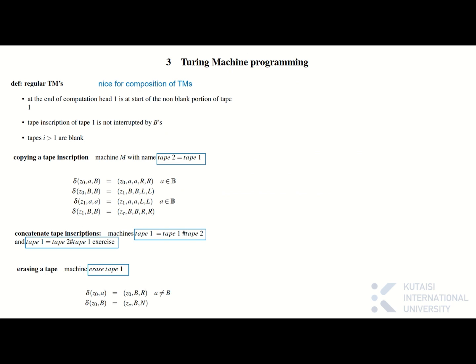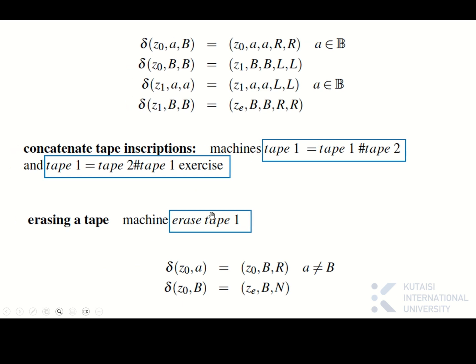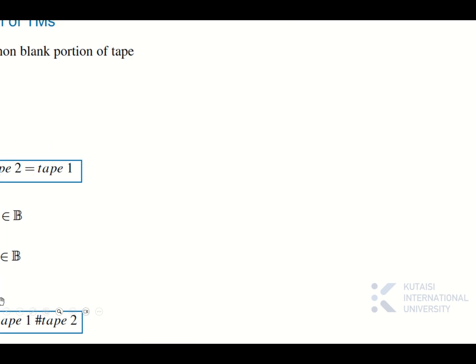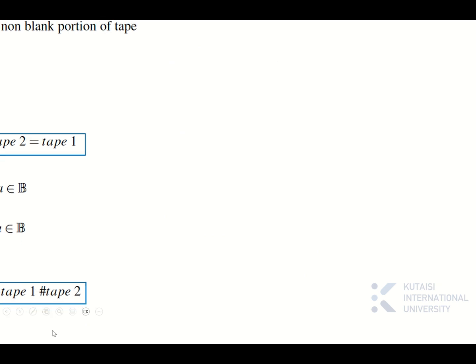Okay. What does this machine do? The name of this machine is erase tape 1. In Z0, whatever it reads, it writes blank and goes right. And when it encounters blank, it stays neutral. So it goes to an accepting state and stays neutral, and it ends there with an accept. So it just erases everything. So we saw that you can add 1, you can copy, you can concatenate, and you can erase. What else can you do?